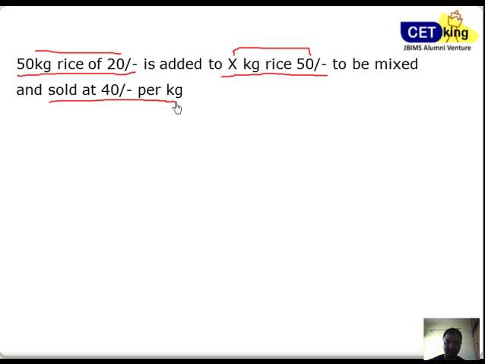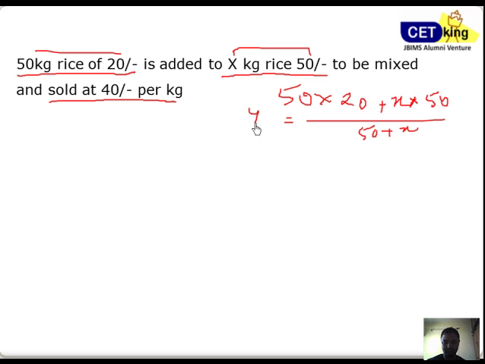Yes, you can do weighted. It's the same thing. It's weighted only. So 50 into 20 plus X into 50, divided by the total, 50 plus X, is equal to 40, that's the average price. So I can obviously cross multiply and find the value of X. That is obviously in your hand.